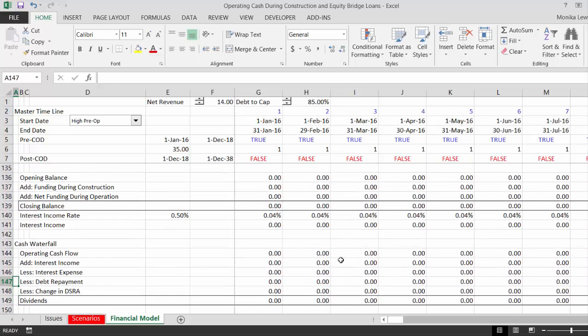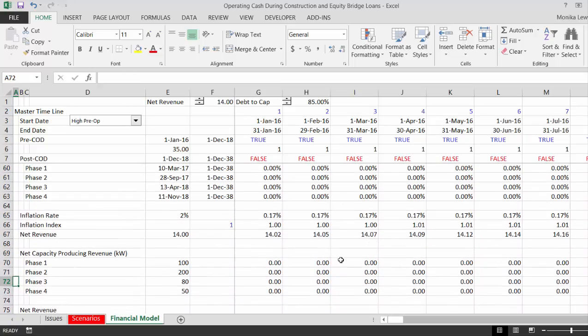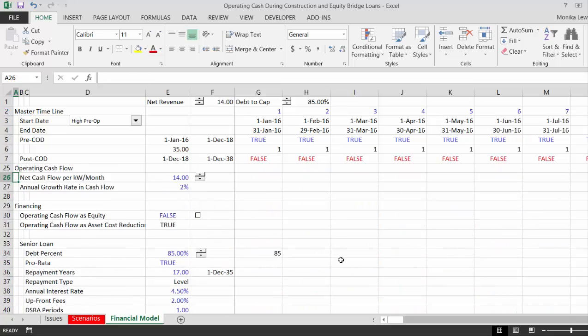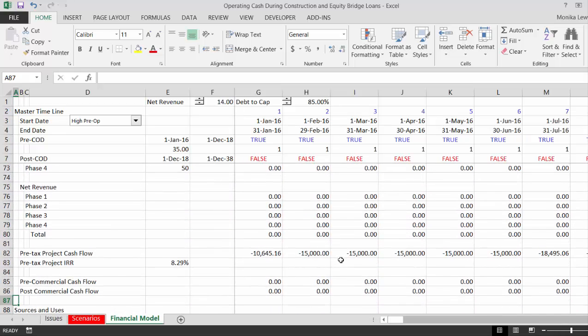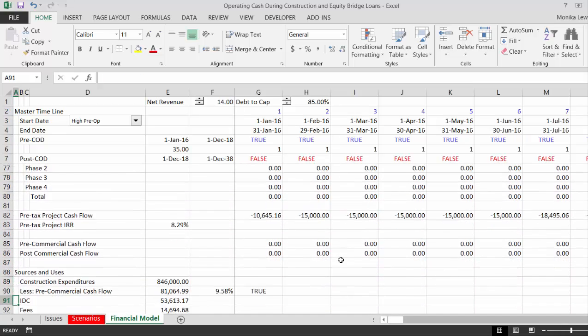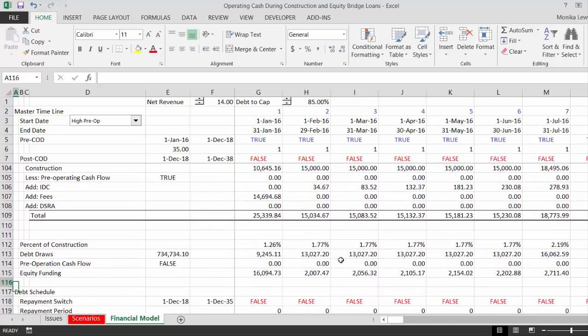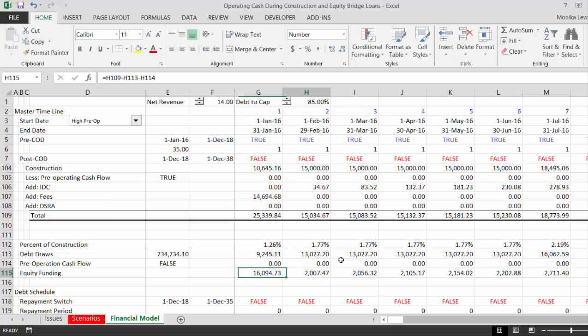To add an equity bridge loan, here's the way an equity bridge loan works. You basically finance the equity during construction. So I'm going up and down a little in my computer here, but we have some equity funding. Instead of taking this money out of your pocket, you go and get a loan for this equity money.